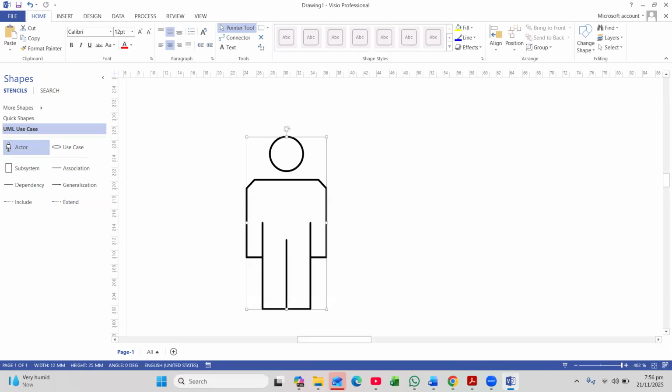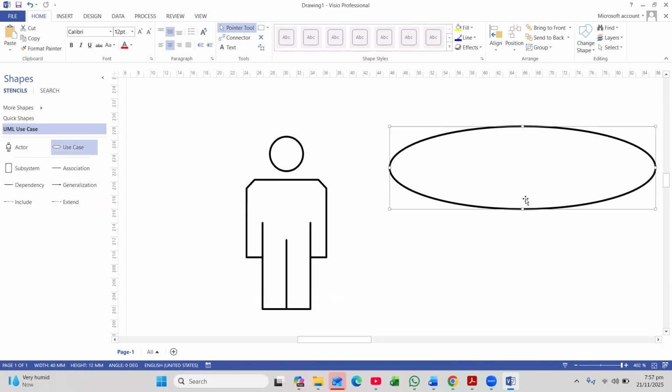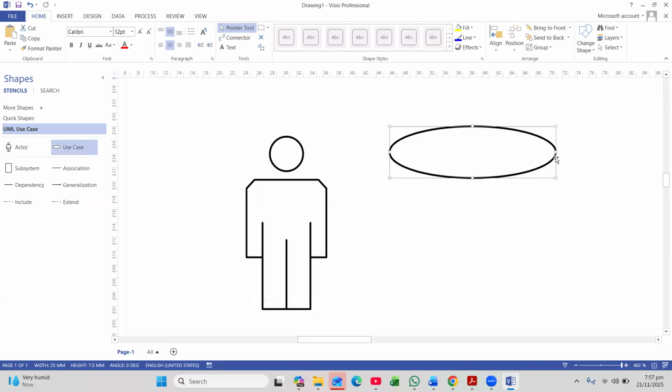The next thing which we have to talk about is the use case. We can see that the use case is oval, oval, oval, oval, oval. So that in the exam, if you go and draw a circle, you know you are wrong because it's supposed to be an oval.